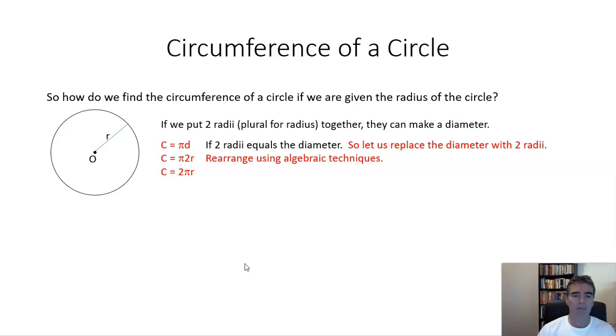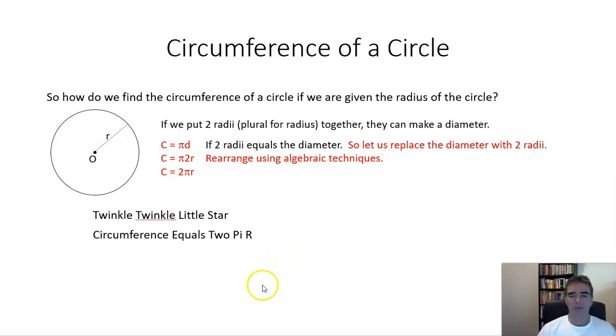So we don't get them mixed up, I teach my students a little rhyme to help them remember what the actual circumference is. You might remember this one: twinkle, twinkle, little star, circumference equals 2 pi r. I get my students to repeat it over and over again, and it doesn't matter whether they are in year 7 or in year 12, they tend to remember that, which is really good. Twinkle, twinkle, little star, circumference equals 2 pi r. So there we go, that helps us with our formula.